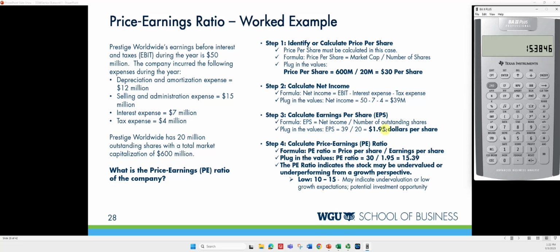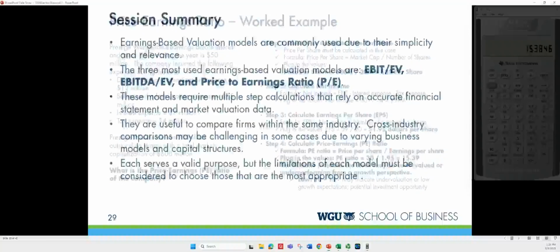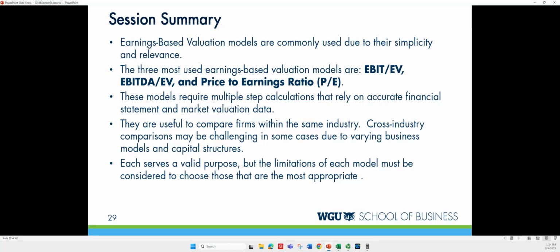So this falls in the low range. So this indicates that the stock may be undervalued or underperforming from a growth perspective. And so this may represent a really good investment opportunity to get in on, quote unquote, the ground floor, because this may be a firm that's going to have high growth in the future and earn us capital gains and dividends going forward.